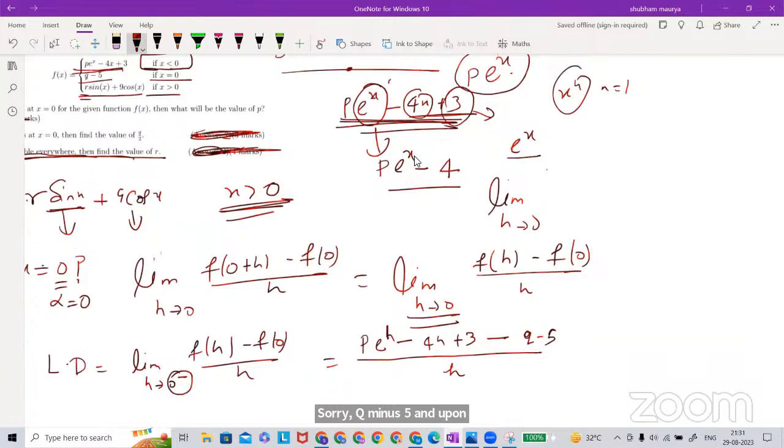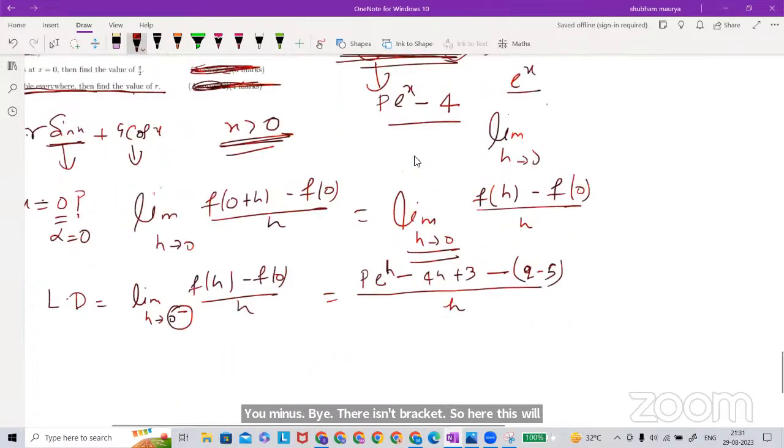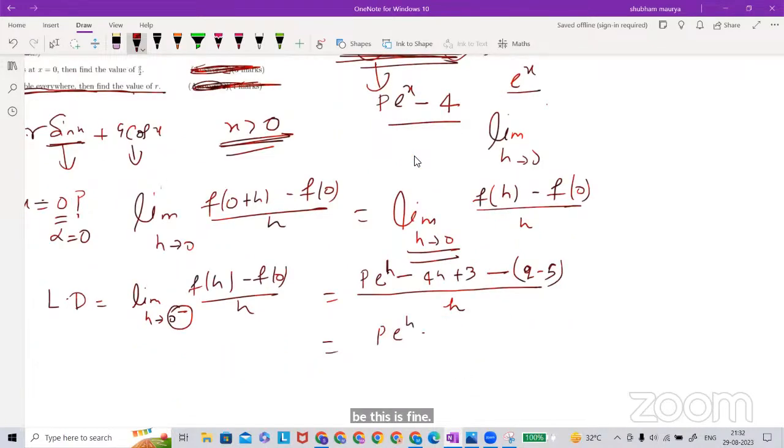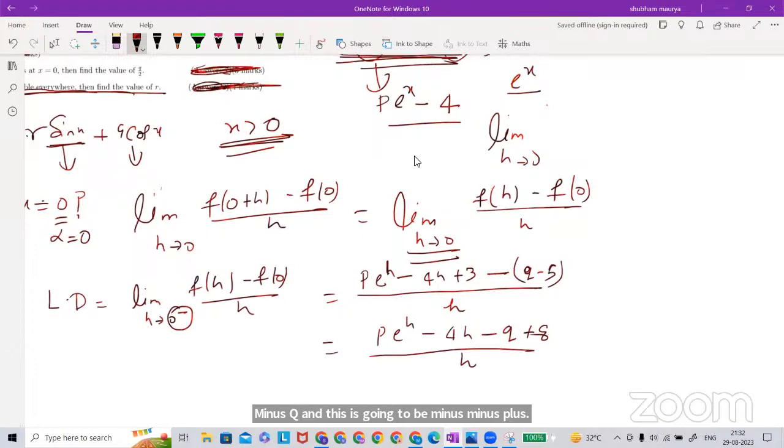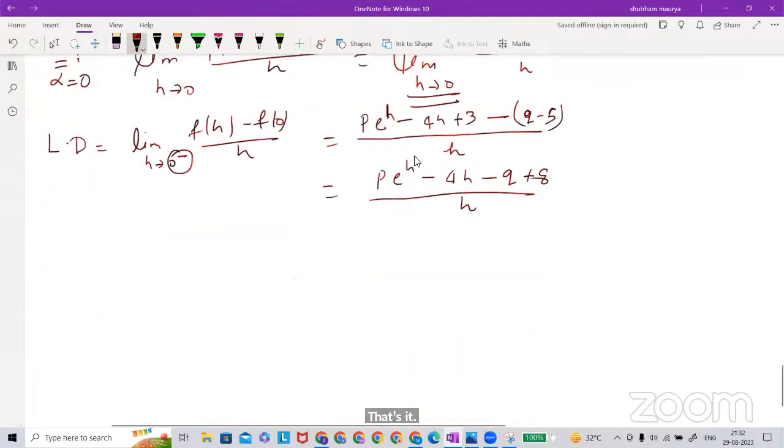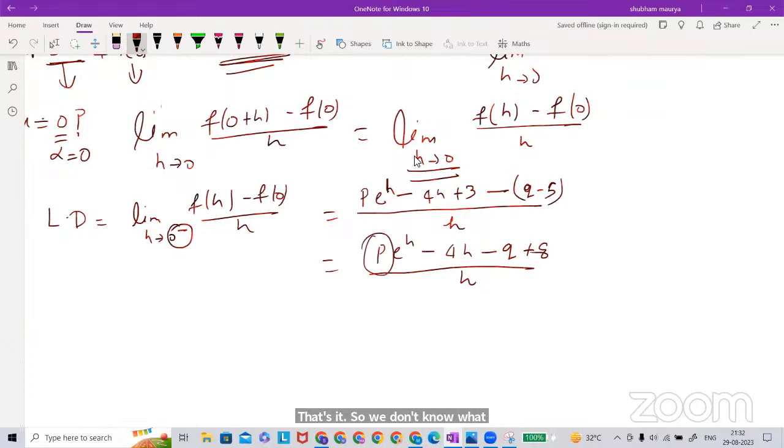Okay. Q minus 5. So here in the bracket it will be this, this is fine. So finally you have p times e power h minus 4h minus q, and this is going to be plus 8 upon h. So we don't know what p and q are. Okay, we don't know what p and q are.